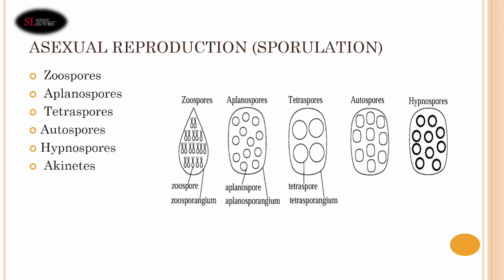Algae is unique in such a way that sometimes if it doesn't have the spores, it can synthesize them on the spot. That is why we have what they call akinetes. So akinetes are simply spores formed when vegetative cells are converted into thick-walled spores with food reserves.